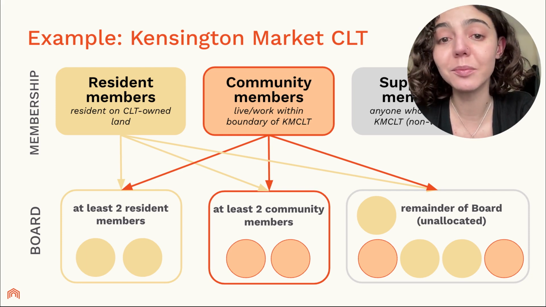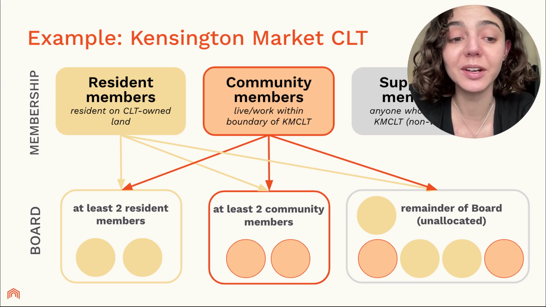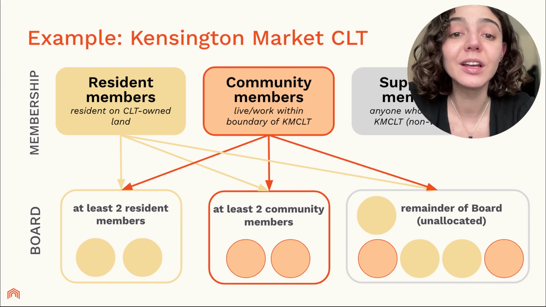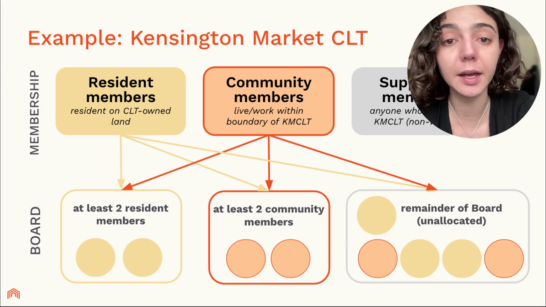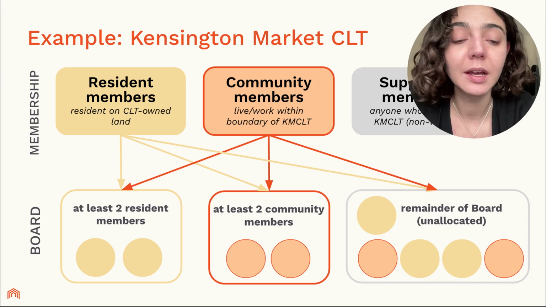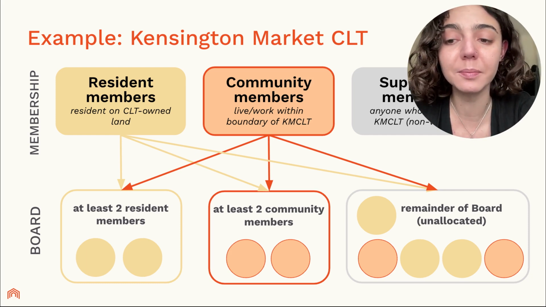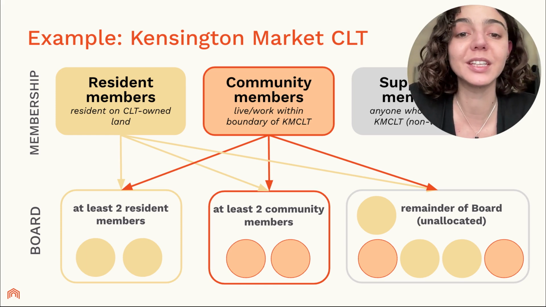Having just one person on the board represent a specific community or interest is not necessarily ideal because it can be hard for them to feel supported if they're the only voice at the table. So having 2 people from any given group is a good thing to keep in mind.